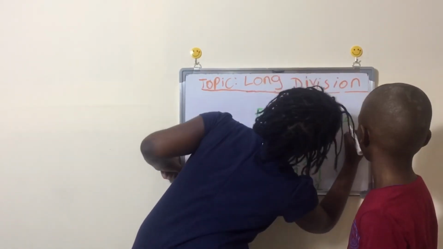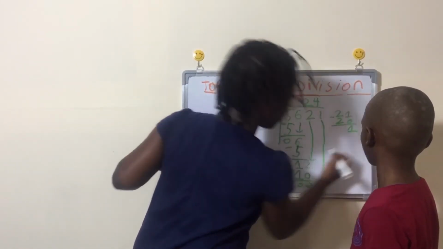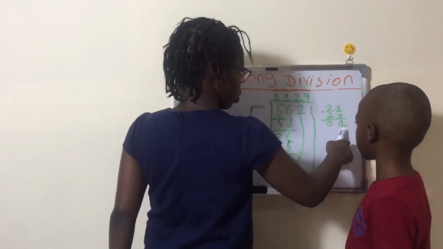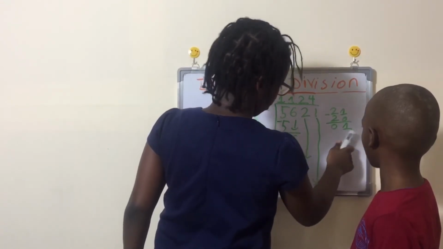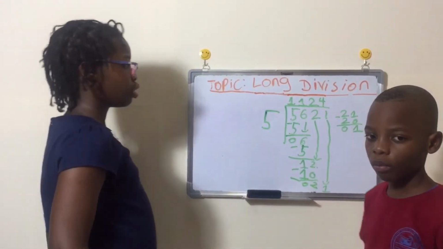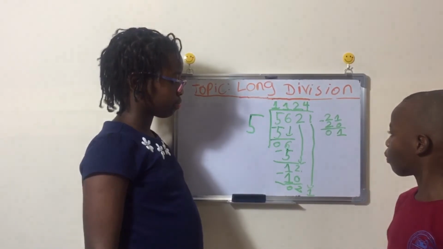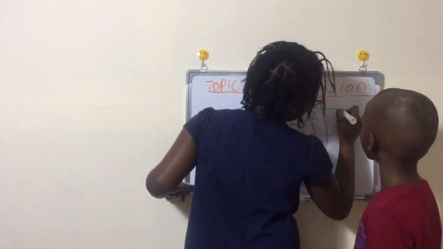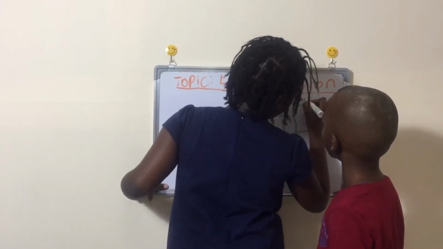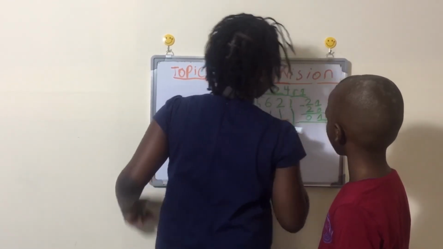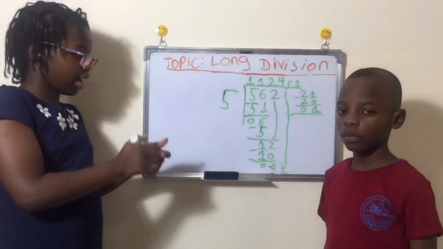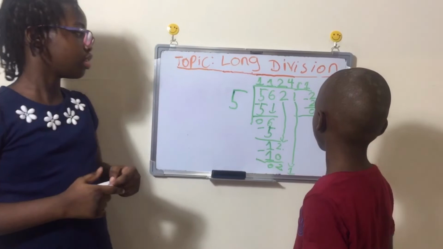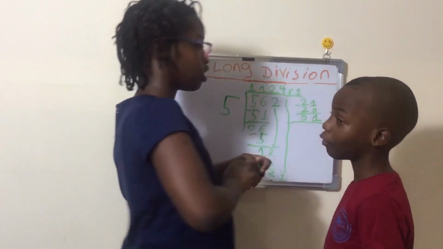So now we take that 1, so we remain with 1. So what should we do with that 1? Actually, it is the remainder. 1. So here's our answer: 1,124 and a remainder of 1.